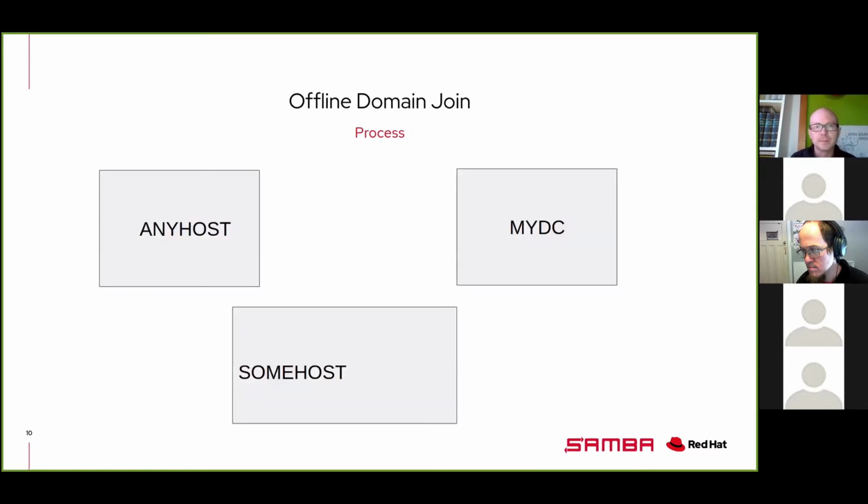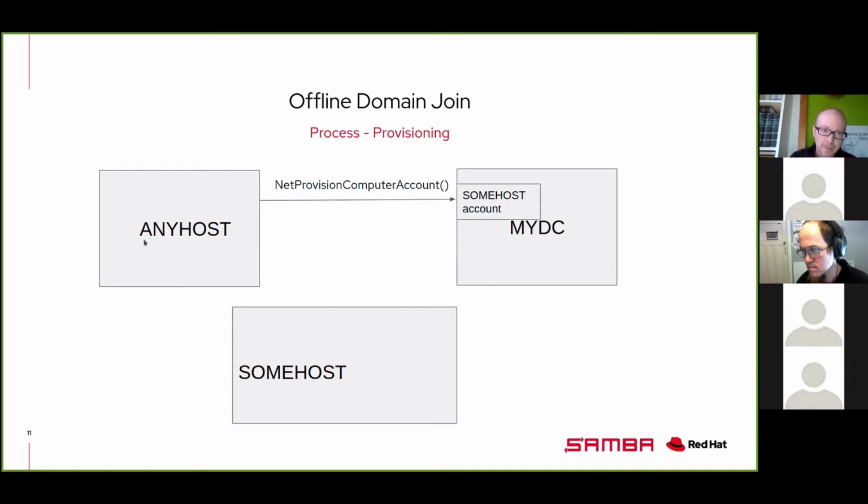So again, some very bad graphics. On the left side, you see one client. On the right side, again, the domain controller. And you have a third party now, which is called samhost. So basically, you have two computers. And on the right side, you have one domain controller.